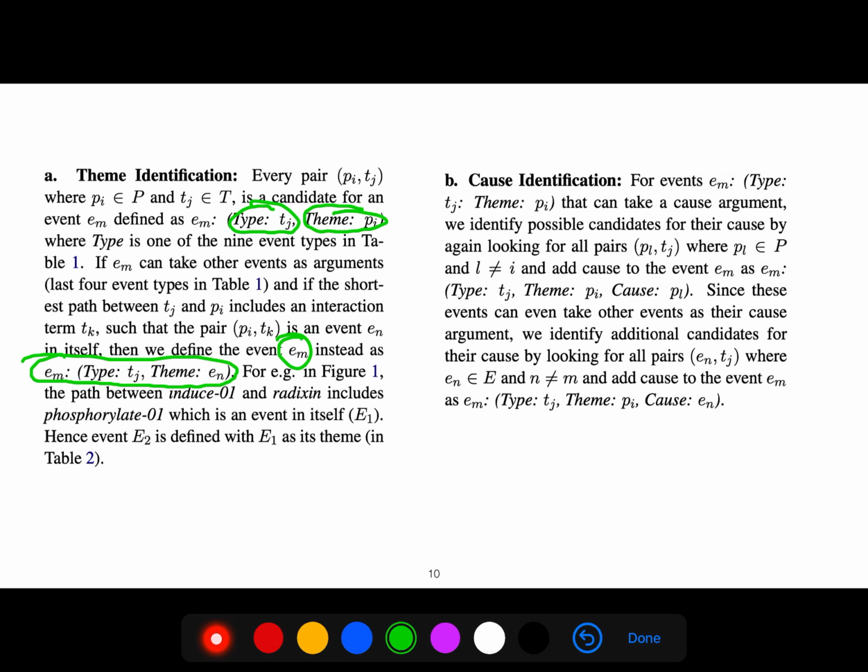For cause identification, for events E sub m that can take a cause argument, we identify possible candidates for their cause by again looking at all pairs where P sub l is in P, and add the cause to the event. Since these events can even take other events as their cause argument, we identify additional candidates for their cause.